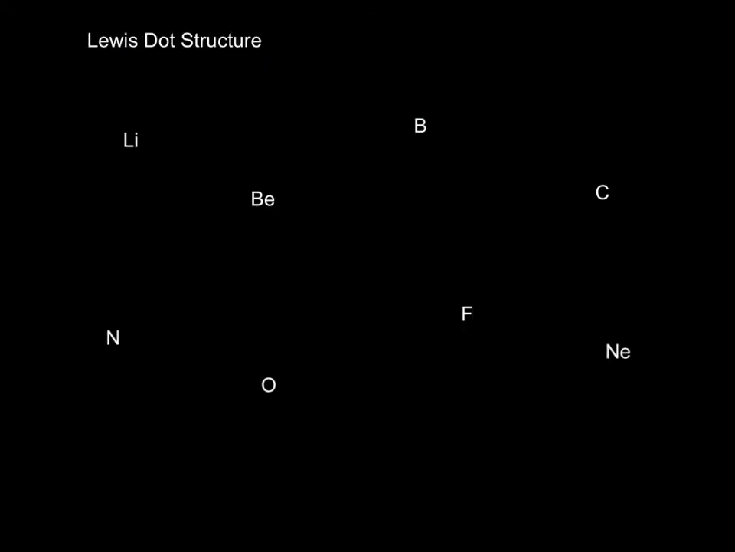So now we're going to write something called a Lewis dot structure. You look at the number of valence electrons something has, and lithium has 1, so we're going to put 1 dot on it, and that's the Lewis dot structure for lithium. It shows its number of valence electrons. Beryllium has 2, so we put 2. The first 2 always go together. That's the s2 electrons.